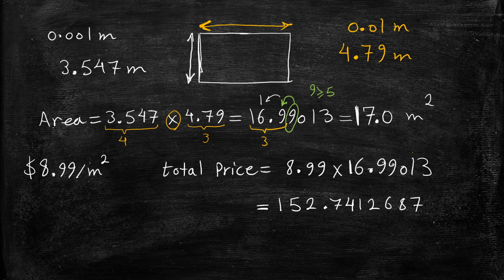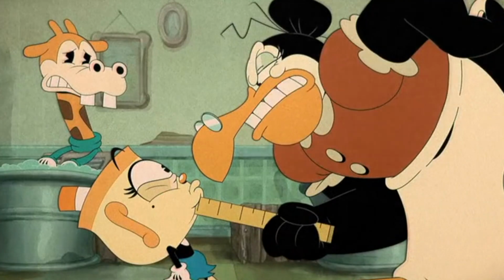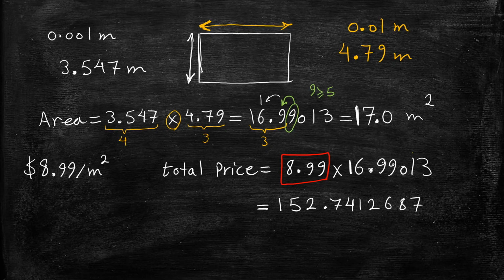Do we have to at all consider the price? 8.99. Does it have 3 sig figs? Do we have to consider it? Or is it an exact number? Exactly. This is an exact number. You went to the market, you know now that the carpet that you want to buy is $8.99. That's it. You didn't use any measurement tool to measure that number. So this is now considered an exact number. And you don't consider it.